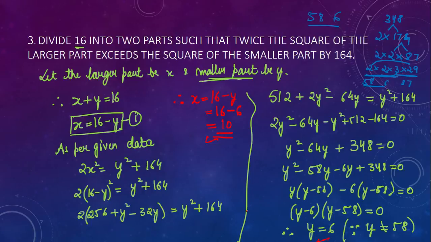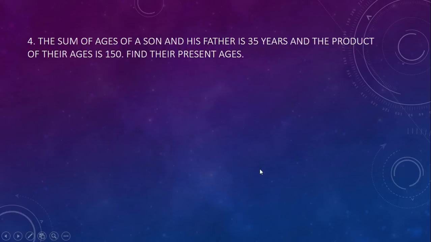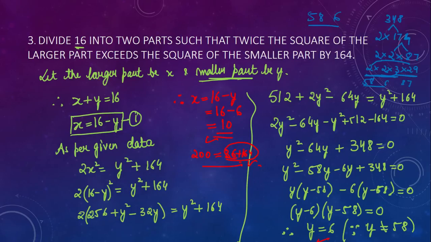And you can even verify this. So 2 into 10 square, which is 200, is equal to 6 square, 36 plus 164. Does that apply? Yes, it does, because 36 plus 164 is nothing but 200. Right? So I hope that's absolutely clear to you. Right? So let's move on to the next question now.